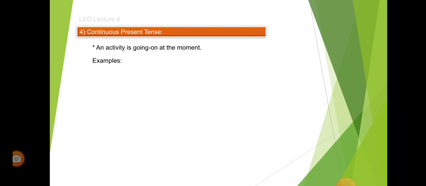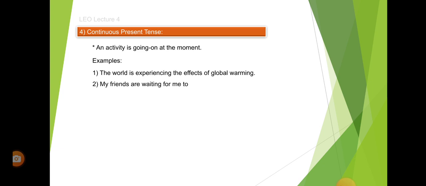For example, we have examples for this tense as well. An activity is going on. The first example says, the world is experiencing the effects of global warming. In that particular sentence, the to be form is has been used, followed by the ing form, the gerund of the verb.